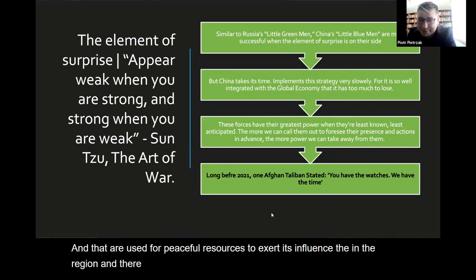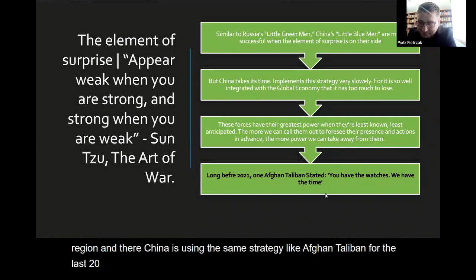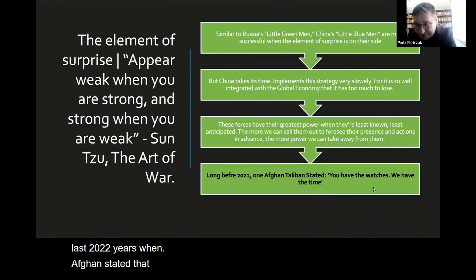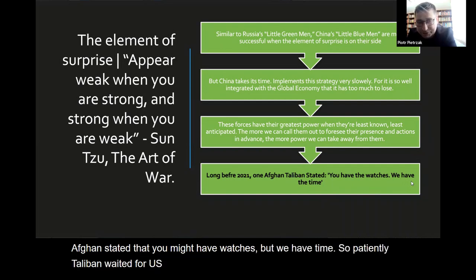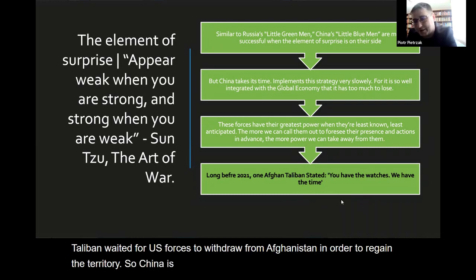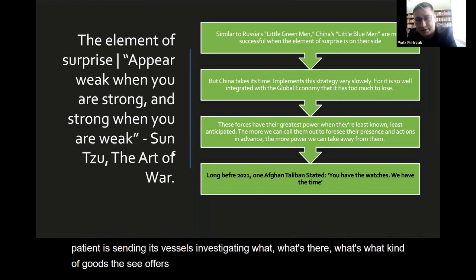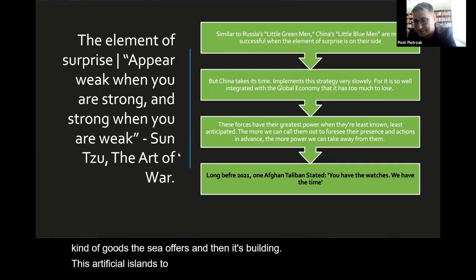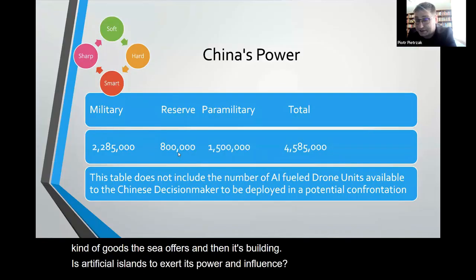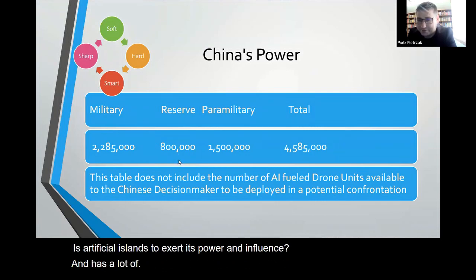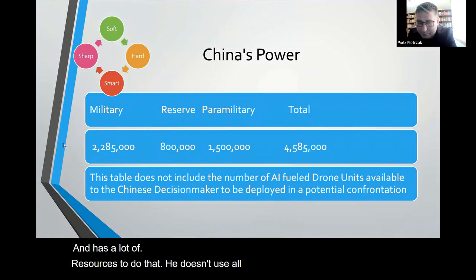And China is using the same strategy as the Afghan Taliban during the last 22 years, when Afghans stated: you might have watches, but we have time. So patiently, the Taliban waited for US forces to withdraw from Afghanistan in order to regain the territory. China is doing a similar thing in the South China Sea, patiently sending its vessels, investigating what's there, what kind of goods the sea offers, and then building these artificial islands to exert its power and influence. And China has a lot of resources to do that. It doesn't use all of its military, which is more than 2 million men.